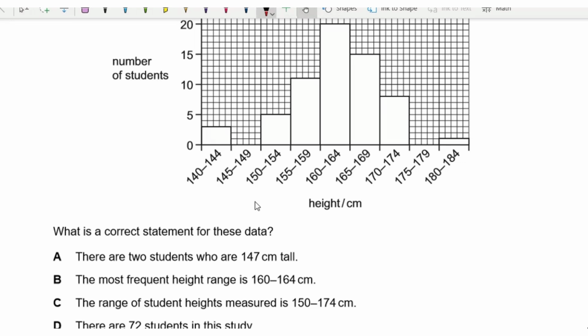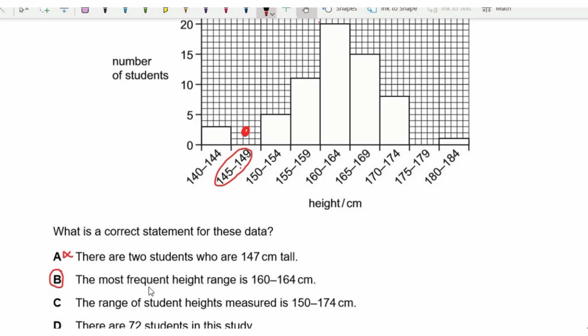147 centimeter tall. And looking at this height distribution on the x-axis, 147 falls within this region. From the statistics, there is no value recorded for that. So because of that, our option A is wrong. Then option B, the most frequent height range is 160 to 164. 160 to 164 has 20 students, so that is one correct option there.